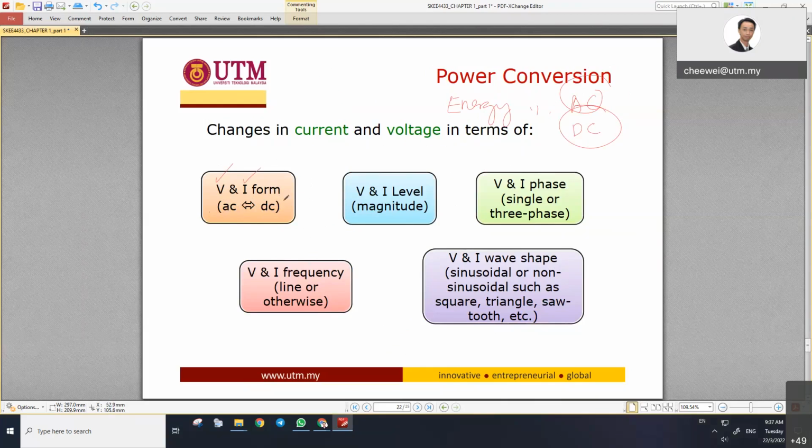Either forms. Okay, and then you can change the voltage magnitude, yeah, from 5 volt to 12 volt, for example, from 230 volt to 110 volt because of different countries. That is called magnitude. You can change the phase angle as well, for single phase and three phase. The angle, the phase. You can change the frequency. In Malaysia, 50 hertz, matching to US 60 hertz. Not the same. You can change it using power conversion or power electronic devices.